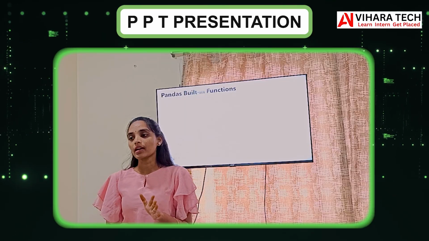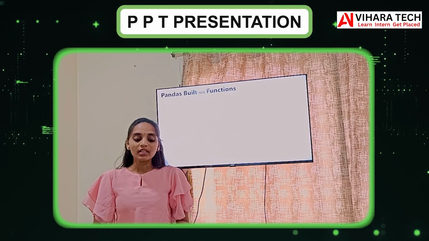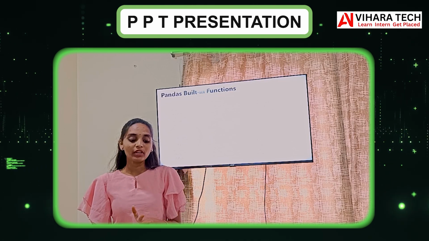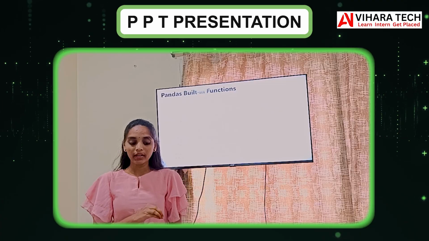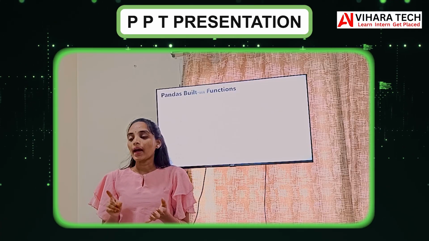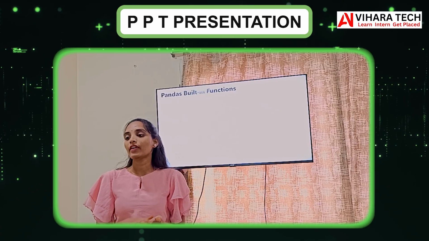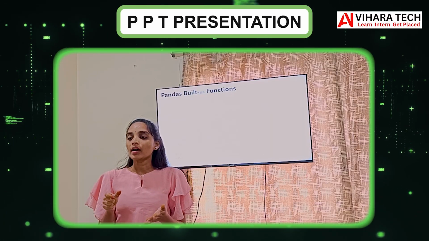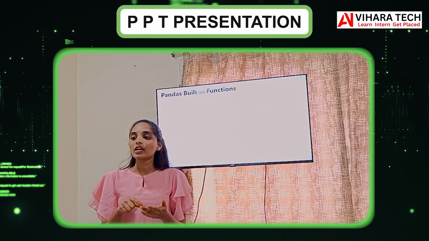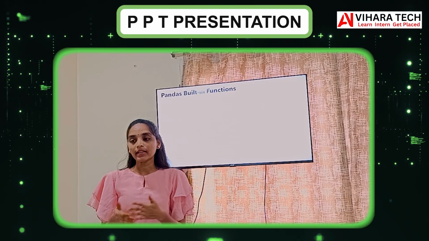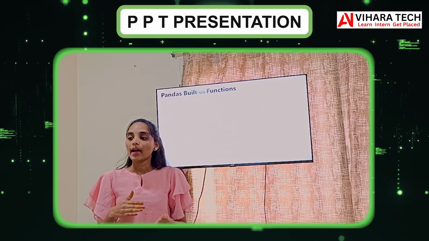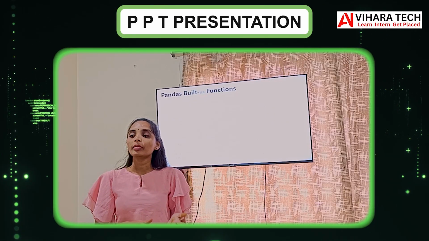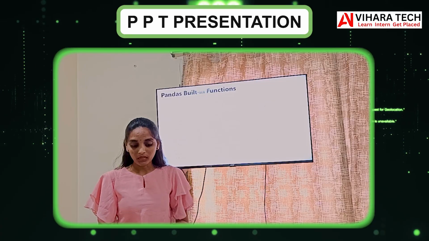Here the main functions: series is used to create a list only, and data frame is used to create the Excel sheet. Then head, tail, and sample. The head function prints the starting 5 rows of the data, the tail function prints the last 5 rows, and the sample function prints random rows from the middle.